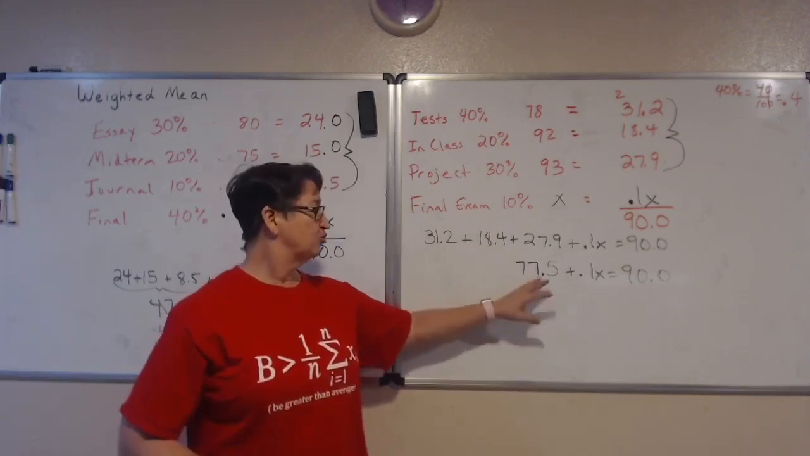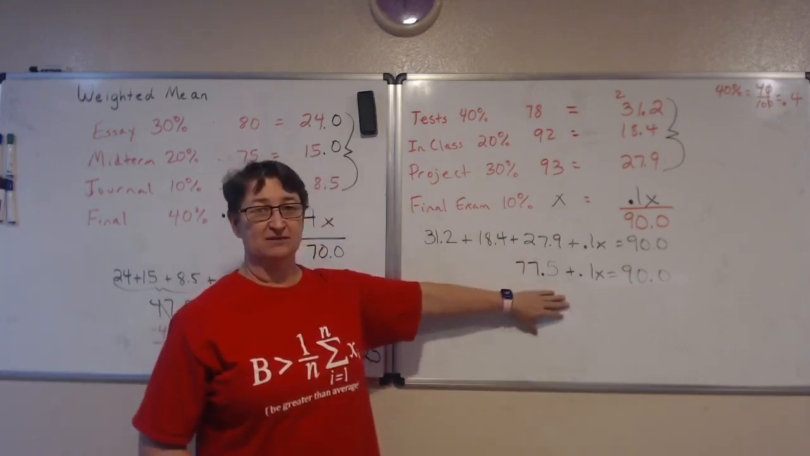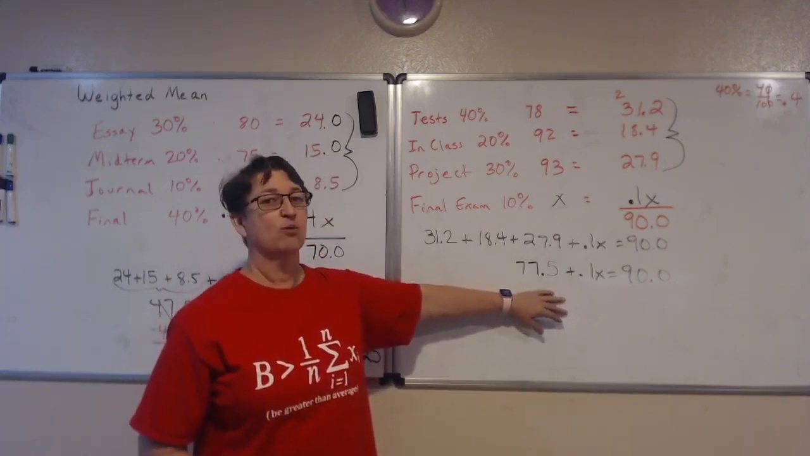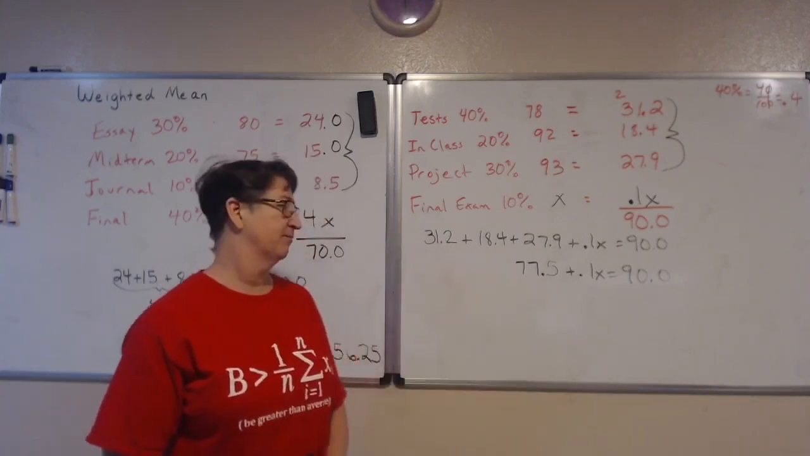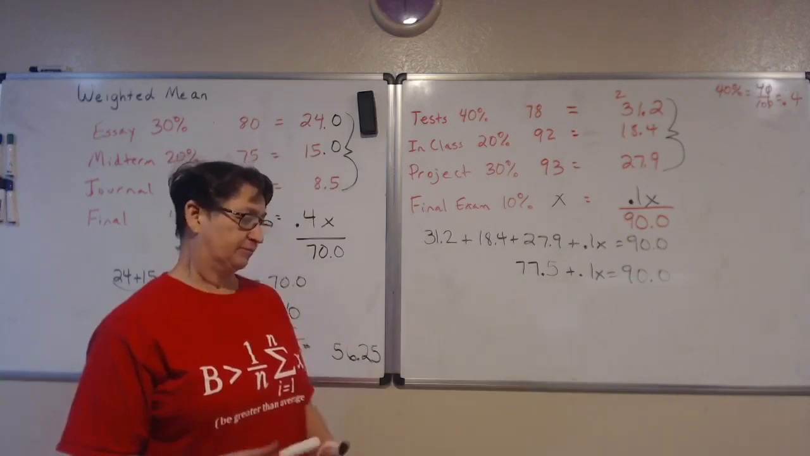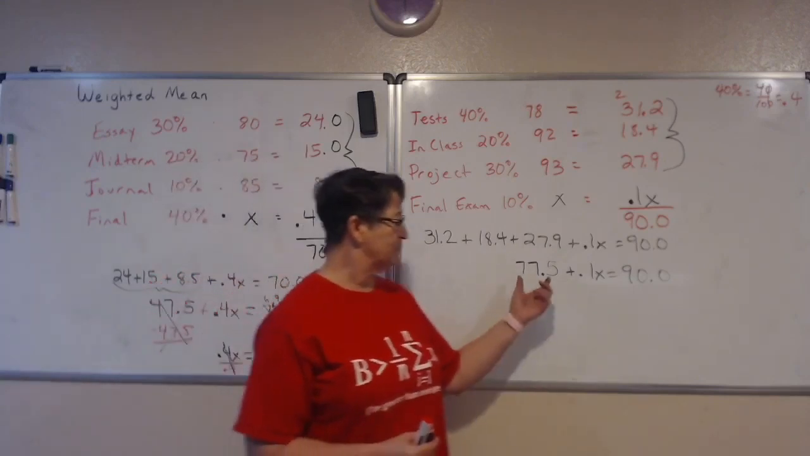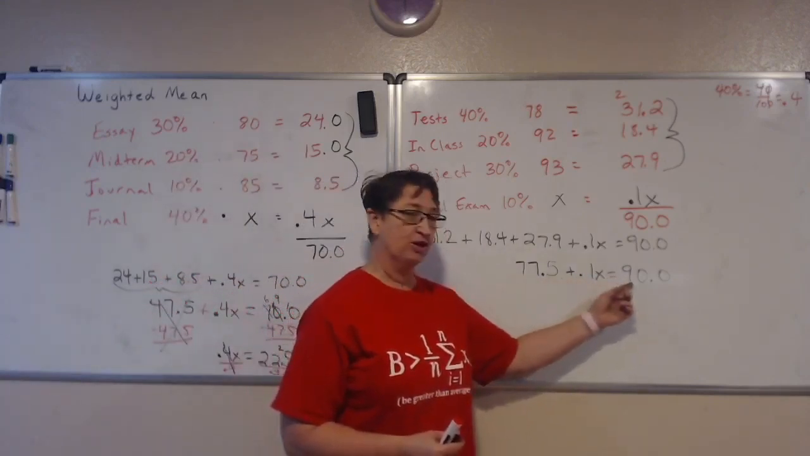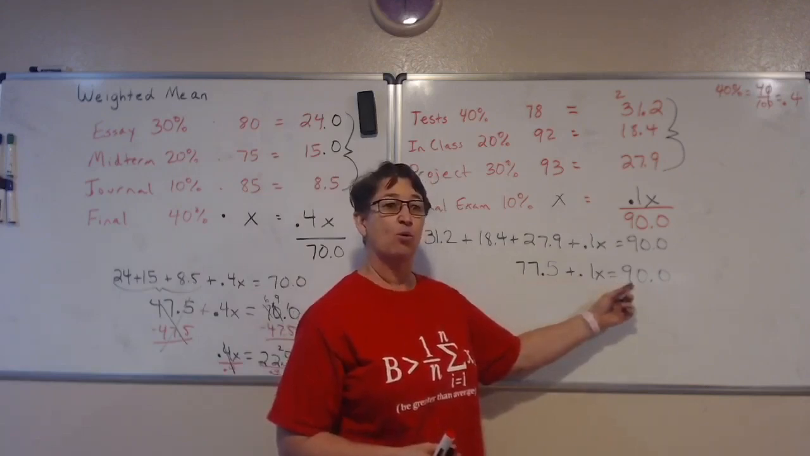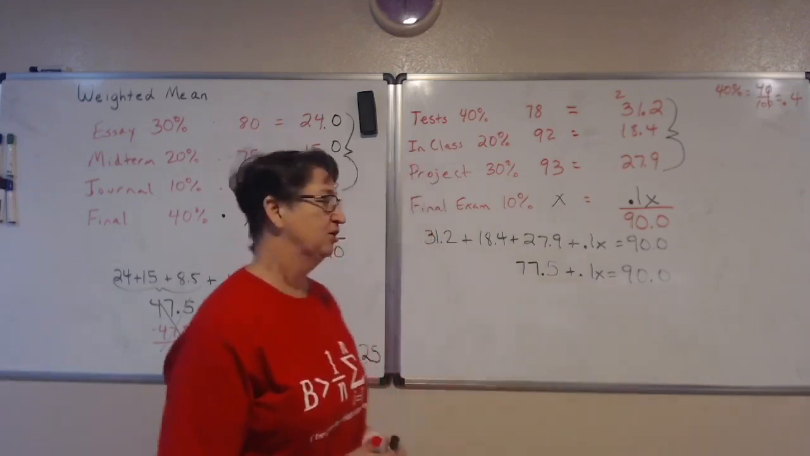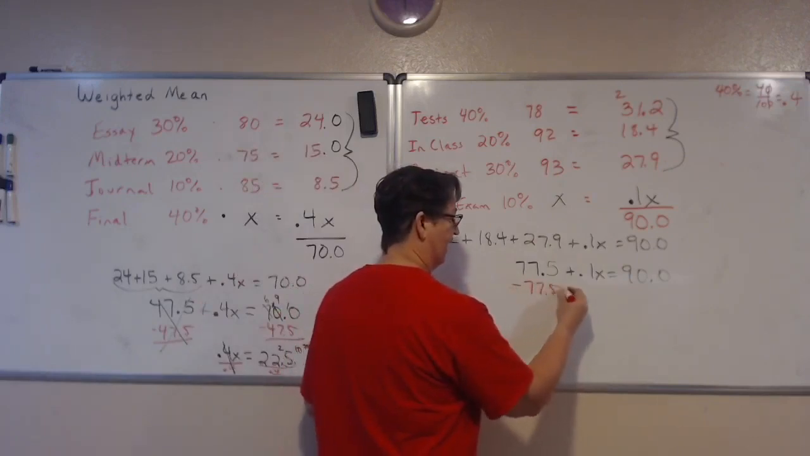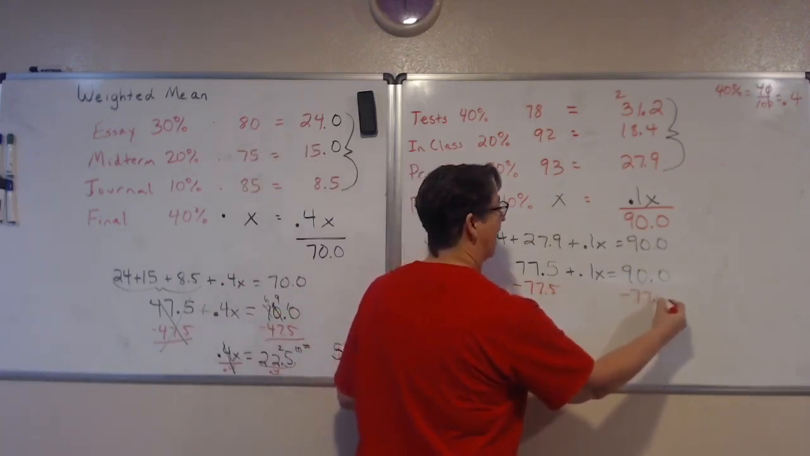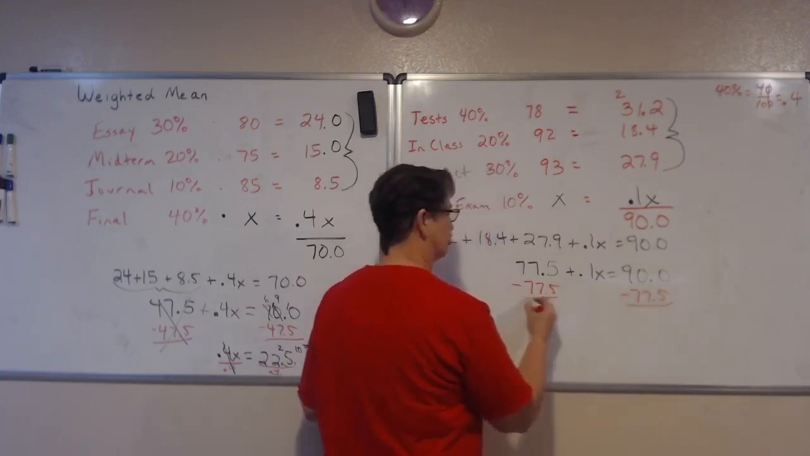All right, so she did not take the final and she's already passed the class, but she's like, that's not good enough, I want an A. So what do I need to do to make an A in this class? So she has this many points, she wants that many points, we're going to find out how many more points she needs. So we're going to subtract this 77.5 to find out how many more points she needs.